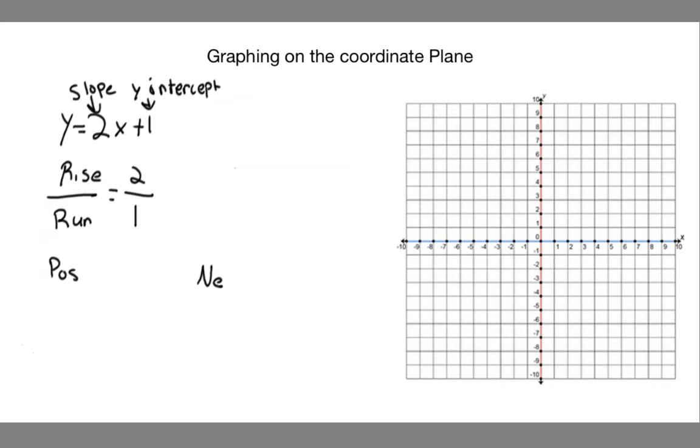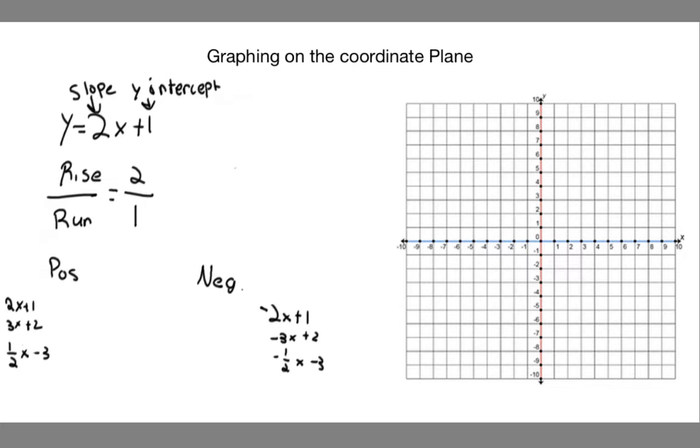Examples of a positive slope would be things like 2x plus 1, or 3x plus 2, or even 1/2 x minus 3. In all these equations we have a positive number in front of the x. For negative slopes we have things like negative 2x plus 1, negative 3x plus 2, and negative 1/2 x minus 3. For all of these equations, the coefficients in front of the x are negative, making them negative slopes.